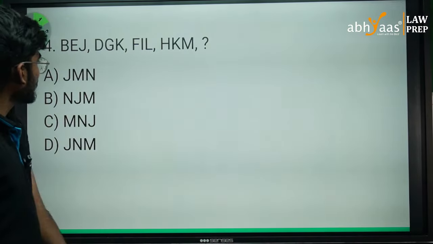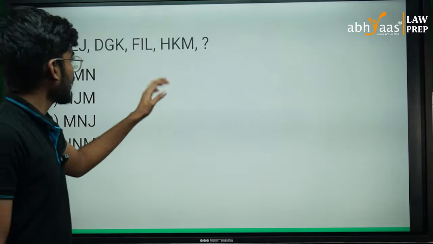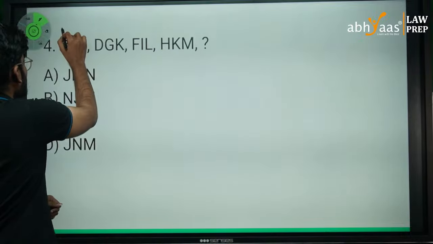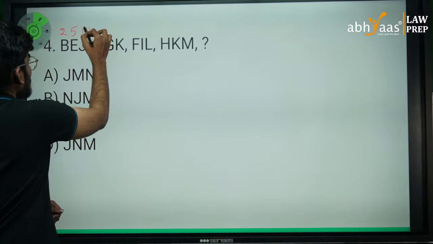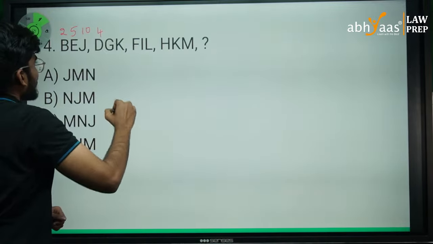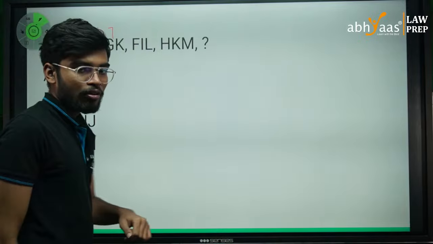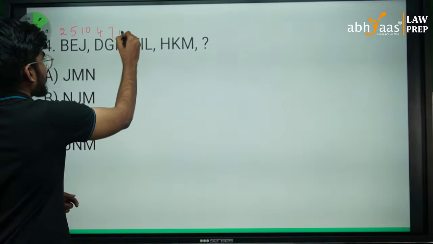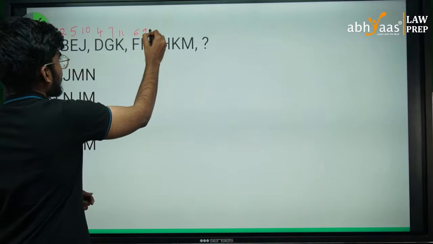Okay. B, E, J, D, G, K, F, I, L, H, K, M. So write the numerical values of these letters: 2, 5 and 10. Next, D is 4, F is 6, G is 7. What is the numerical value of K? I, J, K, that means 11. Then 6, 9, and L is 12.